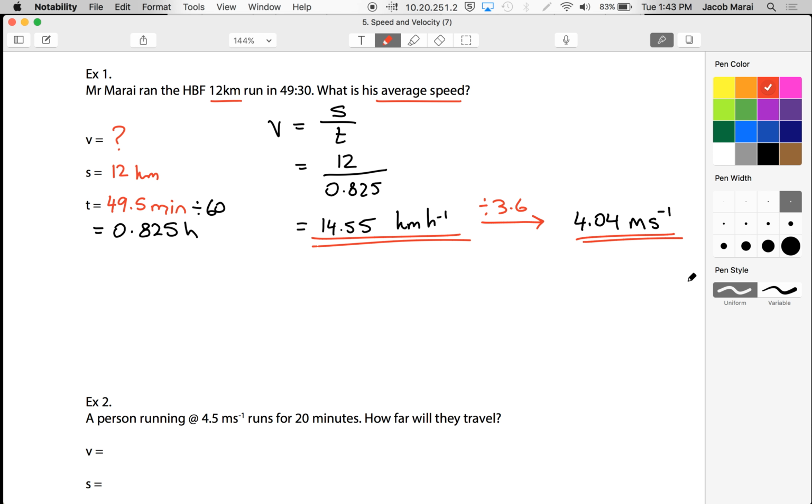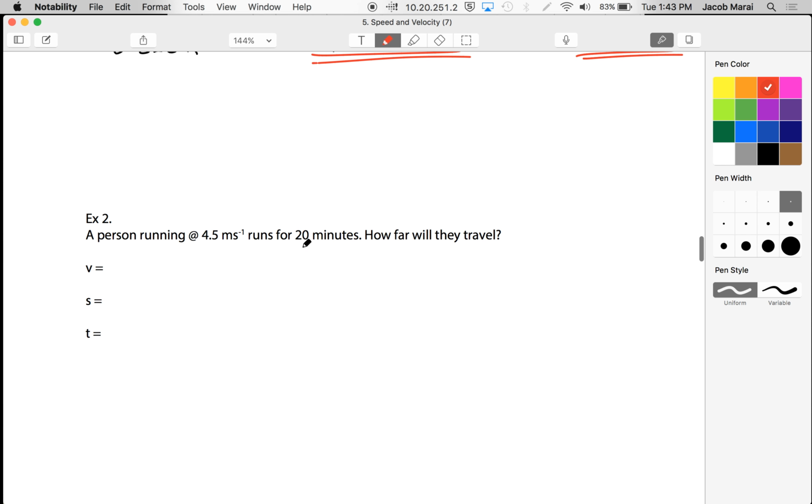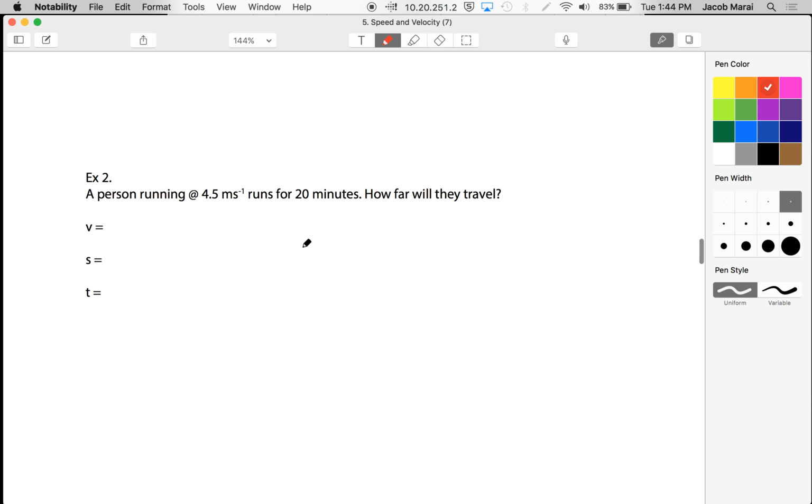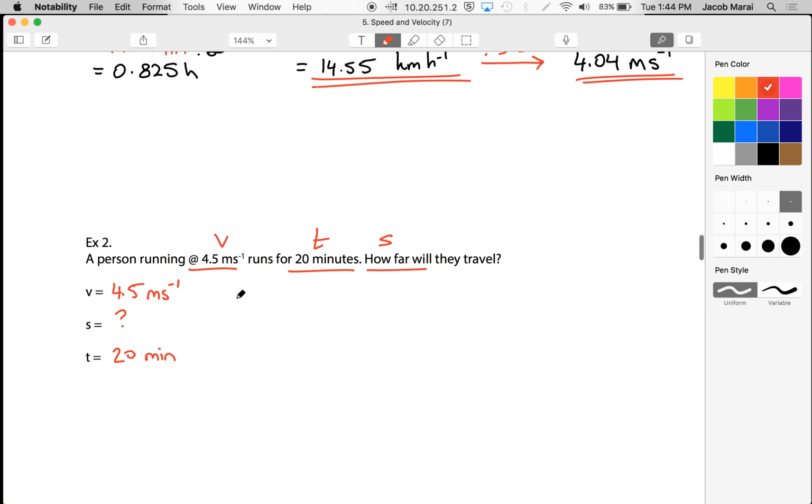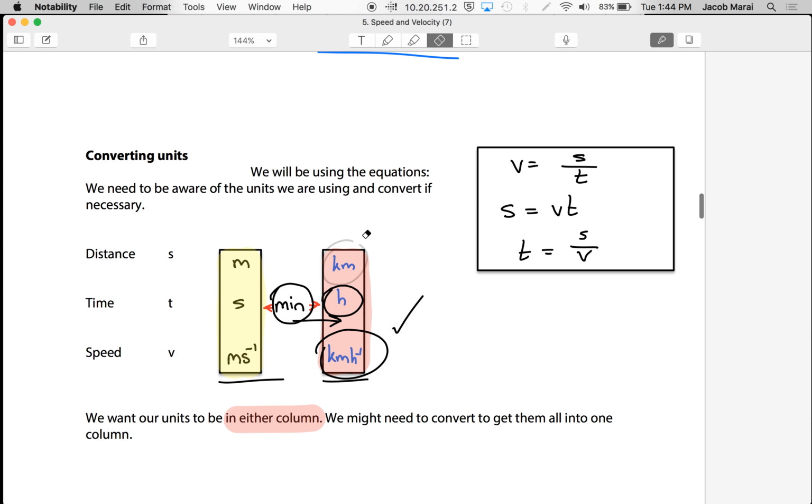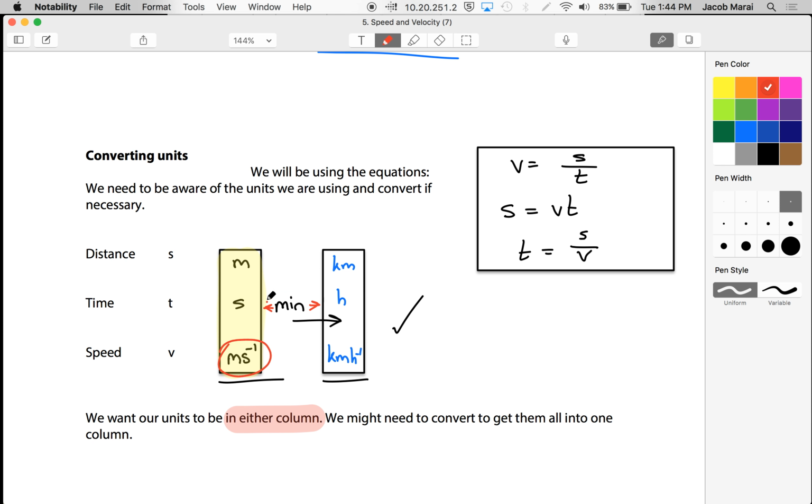Okay? All right, next. We're going to use all of the rules, the columns rules and the steps from the previous page. A person runs at that rate for this time. Question is how far? V, T, S. V is 4.5, S equals question mark, T equals 20 minutes. Now, Ed, I reckon you were onto the right thing here. If we go back to our columns, we had meters per second, minutes, and we want to get how far.